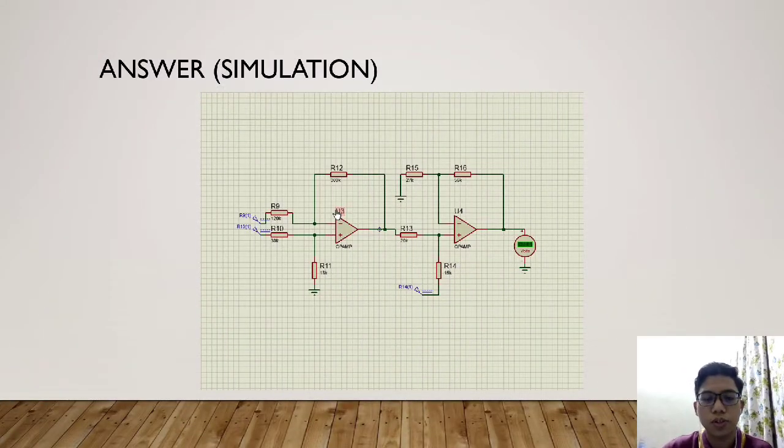Alright, so this is the answer for the simulation for question 2, to determine whether the simulation voltage output is equal to the calculation. So okay, this is the circuit that has been configured.